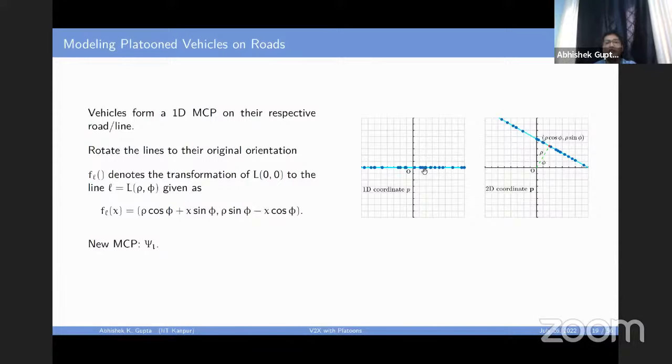We call it MCP. Now the road can be randomly oriented with rho and phi parameters. So we need to shift these points to these lines. We can think of a simple transformation which depends on rho and phi. If you apply that to each vehicle here, you will basically get points on the road, right? So you take that one-dimensional MCP and rotate it, shift it to that road. Now you have an MCP on the one road. This is again a one-dimensional MCP, but it is not on a single line. This is on an inclined line.